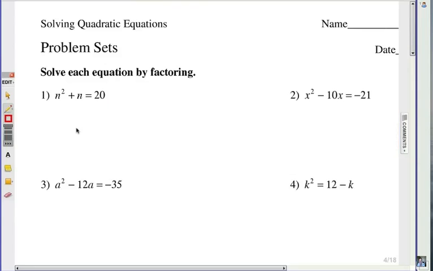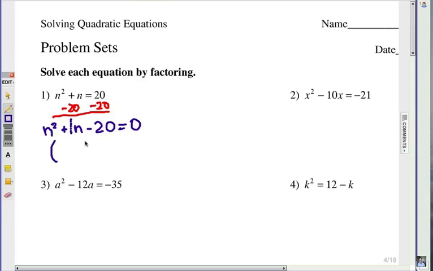Alright, I'm going to show you some examples of how you solve this by factoring. Now the first clue here is that we want to make sure everything is on the same side. So notice in number 1 it says equals 20. Well, let's go ahead and get rid of that 20 by subtracting it on both sides. Now we have n squared plus n, which is really a 1n if you want to think about it that way, minus 20 equals 0.